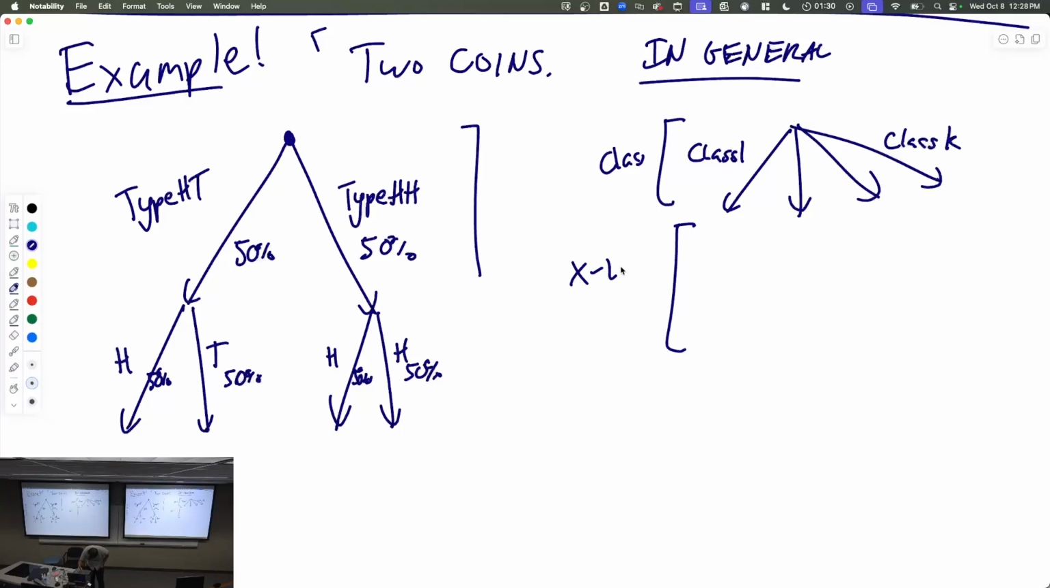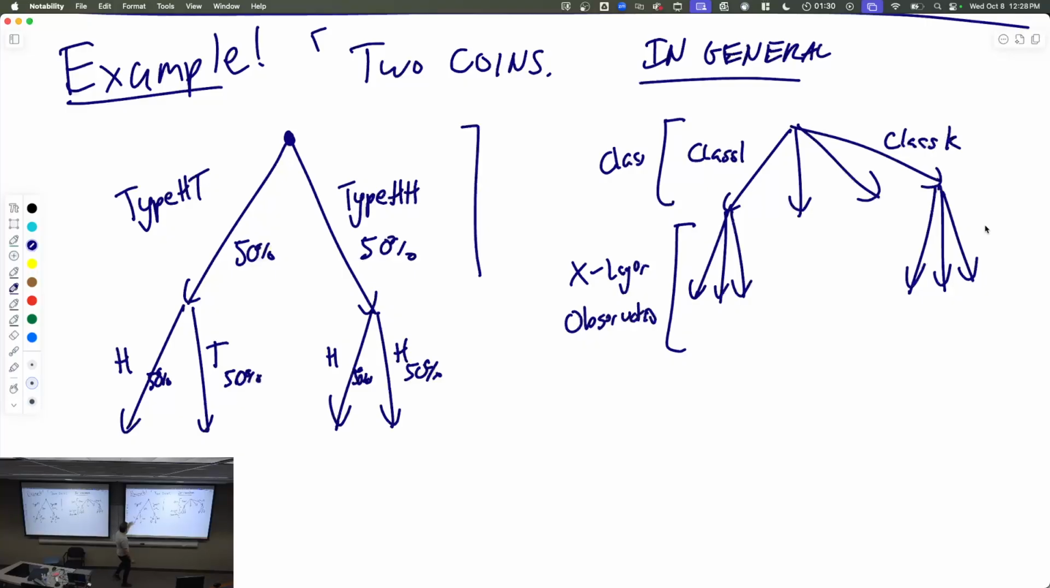The X layer, observations. And depending on the class, the probabilities can be very different. So maybe for class 1, you observe one thing very often, and for class K, you observe something else very often. So the probabilities here are very different than the probabilities here. In our particular case, the heads tails and the heads heads, the tails is completely different. If you see a tails, it's for sure the heads tails coin, because it's impossible over here. So the distribution of the kinds of things you see are different.